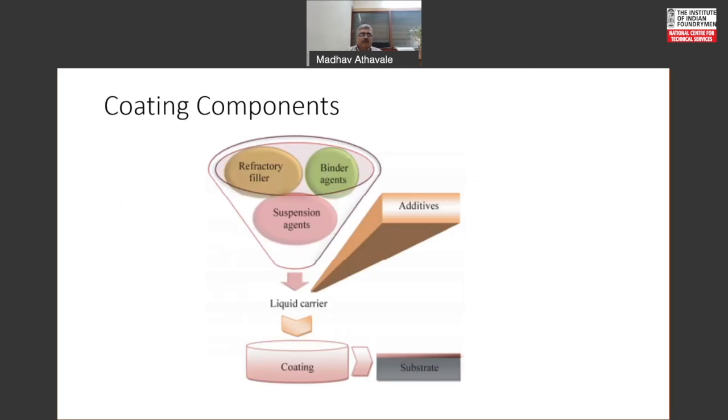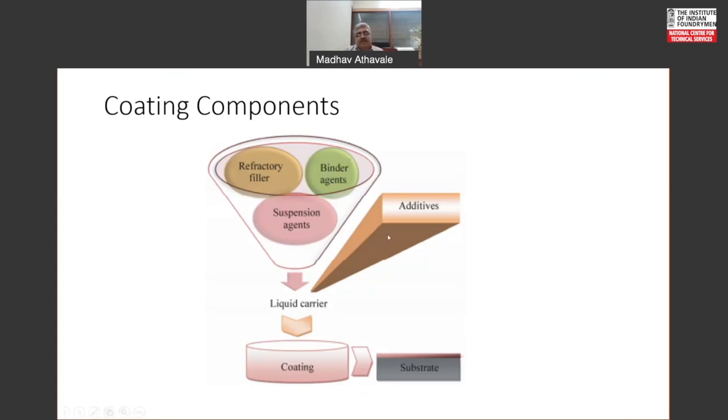Now let's look at what are the basic components of a coating. One of the most important functional parts is your refractory filler. Then comes the binder, which helps bind the refractory filler to the mold and core surface. Then you need certain suspension agents so that the refractory filler remains well suspended in the carrier which is used in the coating, which is here.